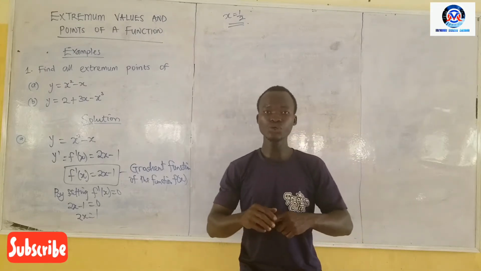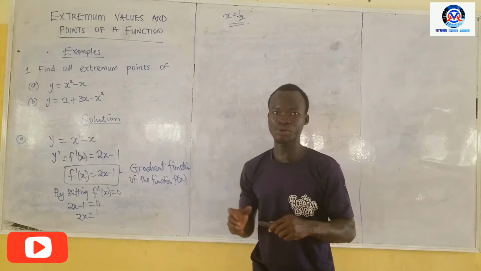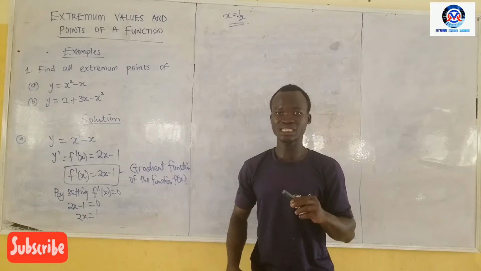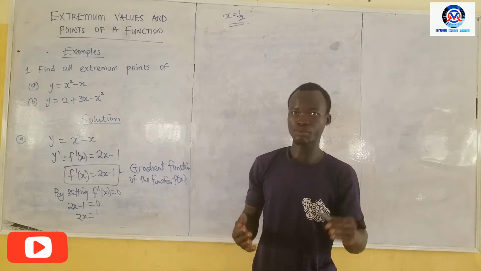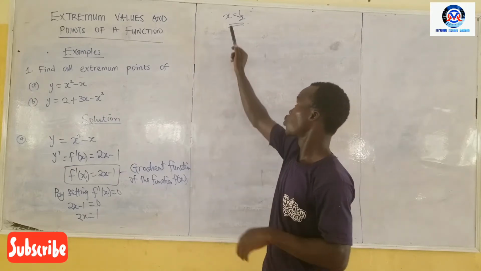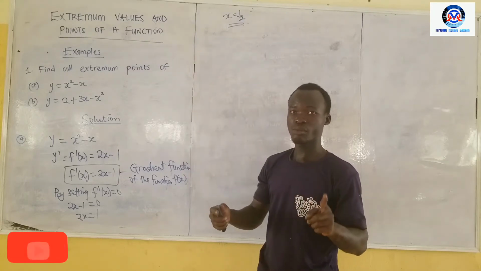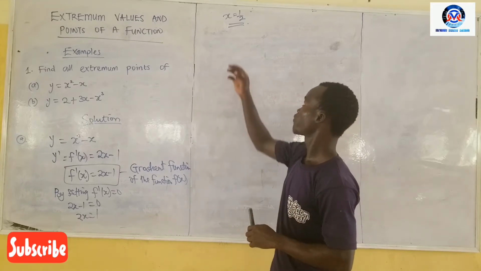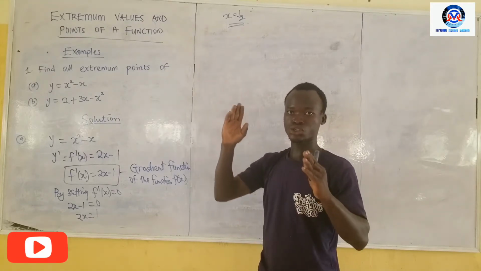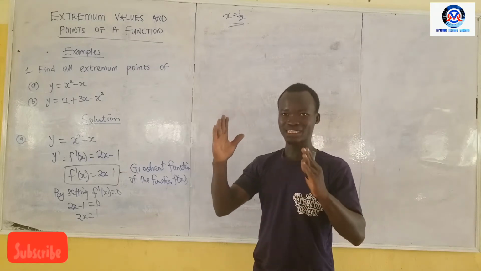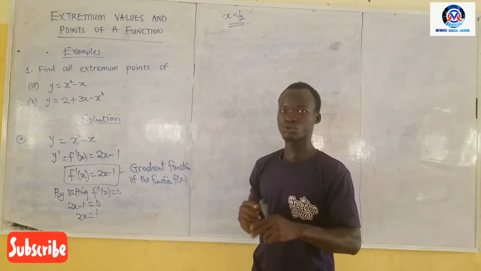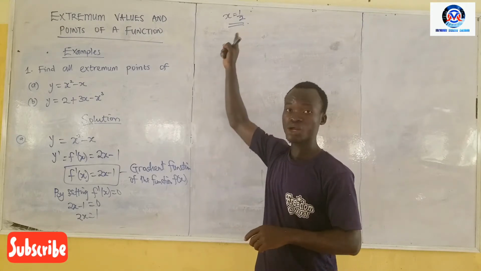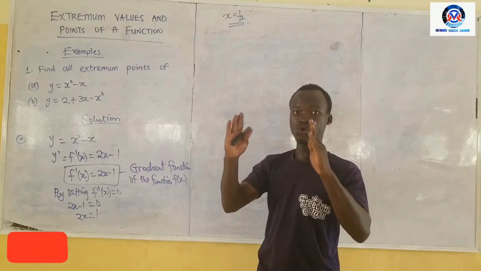But now we don't know if the extremum point is a maximum point or a minimum point. Remember that an extremum point is either a maximum point or a minimum point. So we need to know if this 1 over 2 is a maximum point or a minimum point. So how do we know? We have to find two numbers such that 1 over 2 lies between them. What are the two numbers? The two numbers are 0 and 1, because 1 over 2 lies in between 0 and 1.